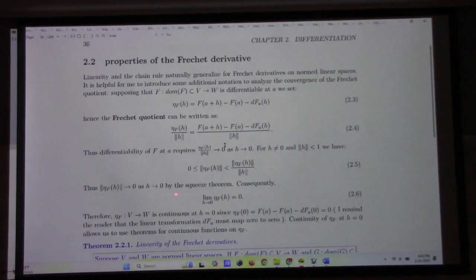So we have that the limit of the numerator of the Frechet quotient must itself go to 0. And that means it's continuous, right? Why is that? Well, it would be continuous if eta sub f of 0 was 0. Is eta sub f of 0, 0? Well, we plug it in here, right? So we get f of a minus dfa of 0.